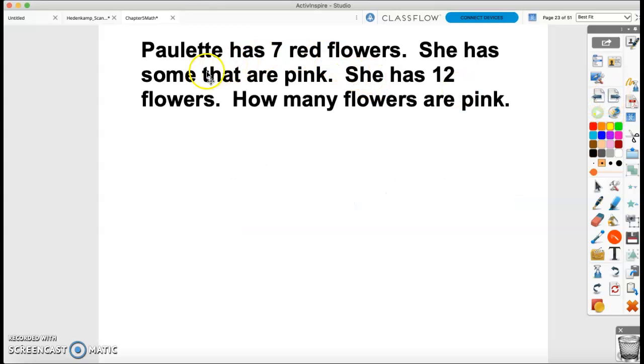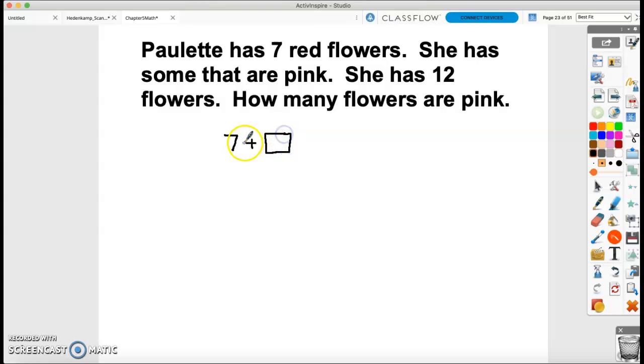Let's read what our problem says. Paulette has 7 red flowers. She has some that are pink. She has 12 flowers. How many flowers are pink? So I'm going to write a number sentence that goes along with this problem. It says she has 7 red flowers. She has some that are pink. So I know I'm going to add, but I'm not sure how many some is.